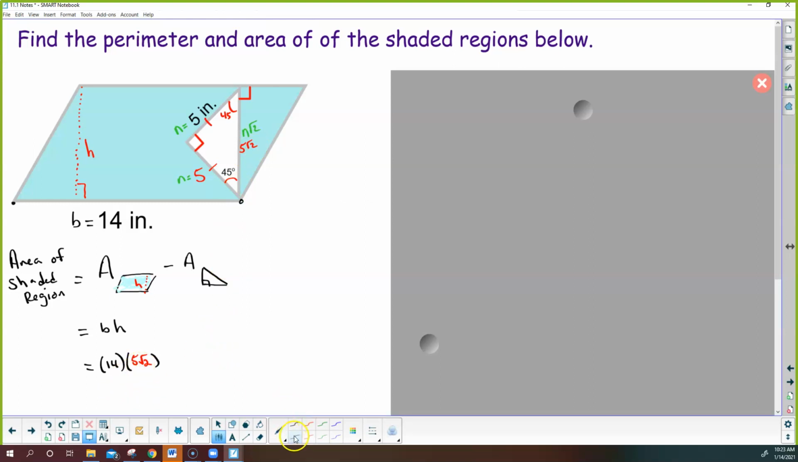All right, and then the nice thing about this problem is 14 times 5, that's 70, I believe. Let's see, 20, yeah, that's 70. And then we're going to leave the square root of 2. So 70 square roots of 2 is the area of all this blue shape. It's as if that triangle wasn't there.